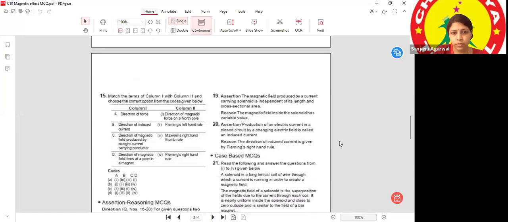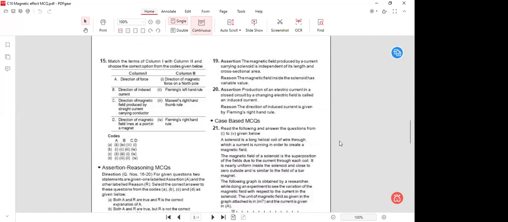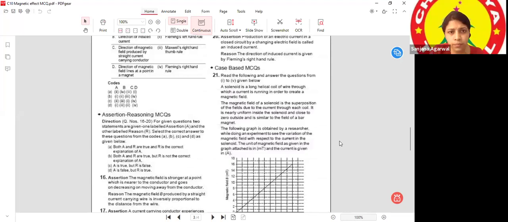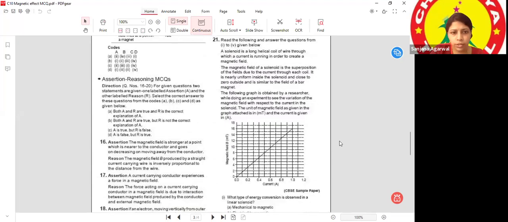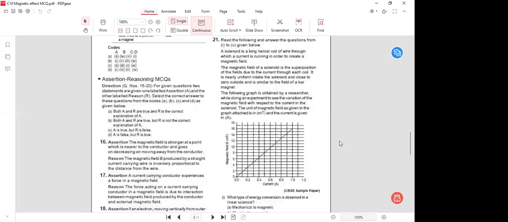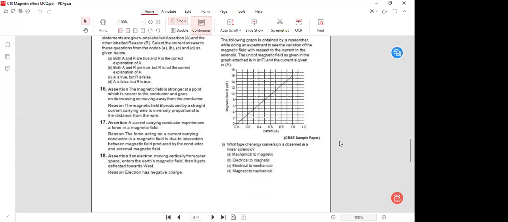15th we did. Oh, yeah. No, we didn't do that. Fleming's right hand, no, we didn't do it. Assertion reasoning: the magnetic field is stronger at a point which is near to the conductor. Ma'am, assertion and reason are true, and the reason is the correct explanation.